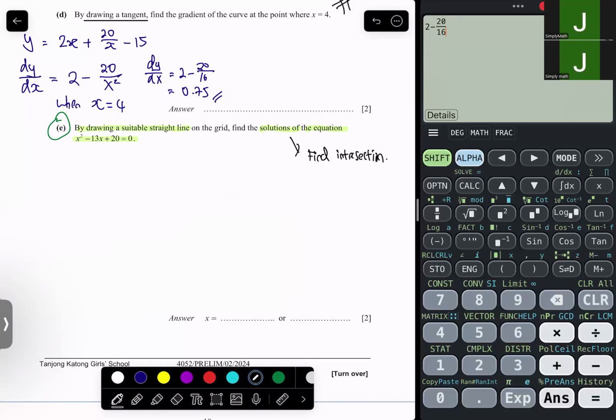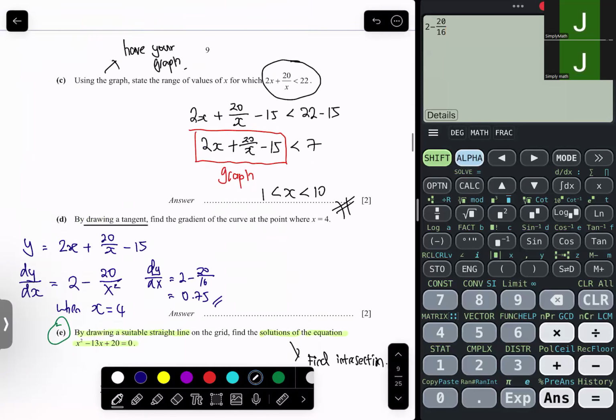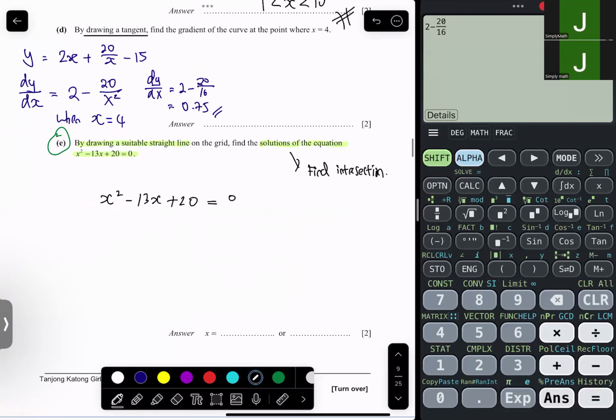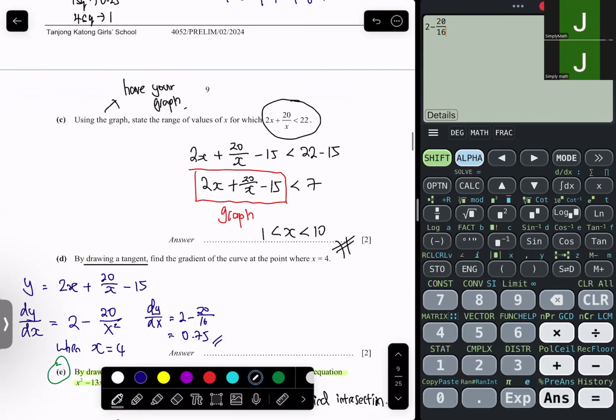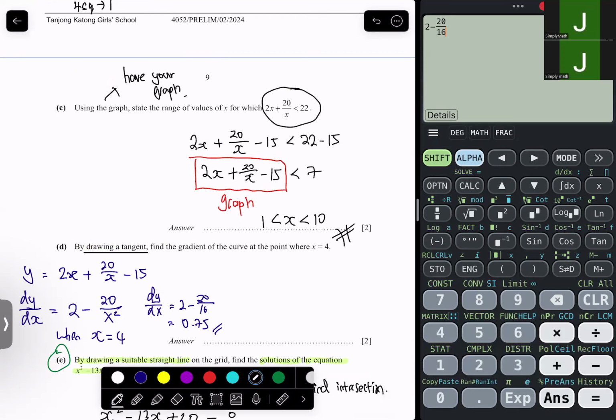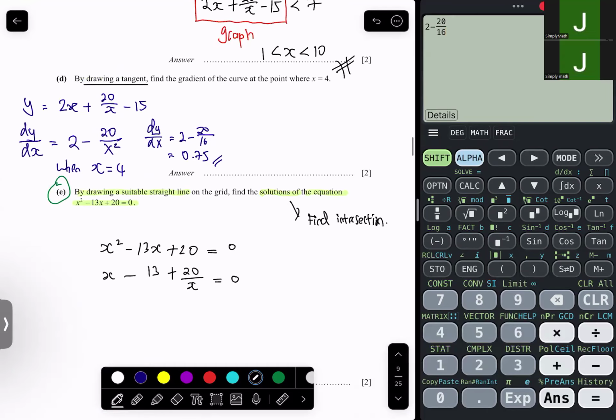Now we have the question as x squared minus 13x plus 20 equals to 0. What we're going to do, remember, the key thing is on your graph. So you must have your graph. The only way to create your graph is to first divide everything by x, so that I'll get x minus 13 plus 20 over x, which still equals to 0. Now I need 2x plus 20 over x. So what is going to happen down here?